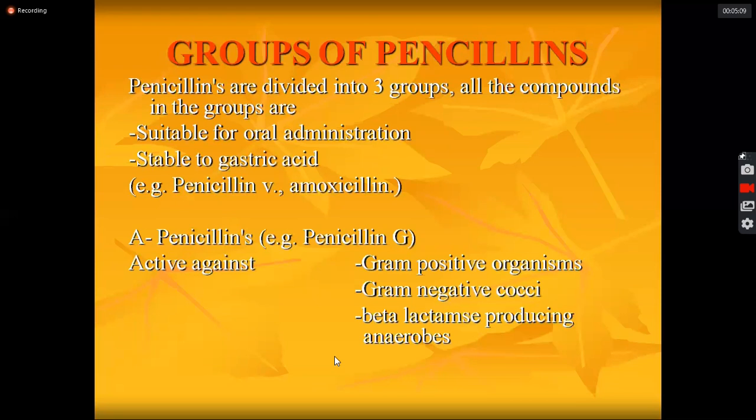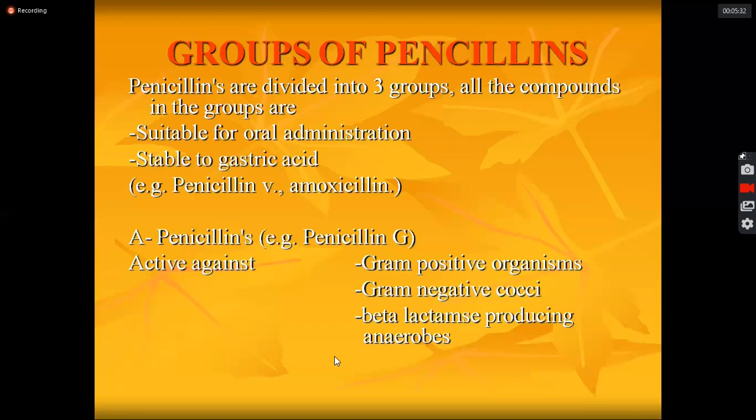Now see the slide, please. Group of penicillins. Penicillin is divided mainly into the classification that I just mentioned. Kindly take it as your assignment and write it down, and attach it to the handout or slide whenever you can. Now let's see the group of penicillins.